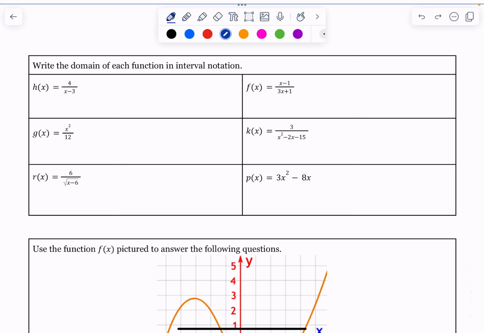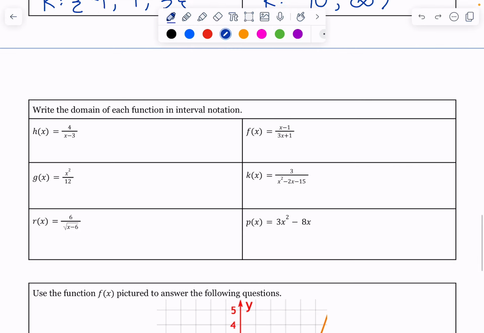Next section, write the domain of each function in interval notation. Now we could graph these and then kind of see. On your calculator, it's not going to be a perfect graph, and even if you use desmos.com, it's not always going to graph these perfectly. It often will, and on these maybe it would, but I think you're going to miss out if you don't totally understand how the equations work.